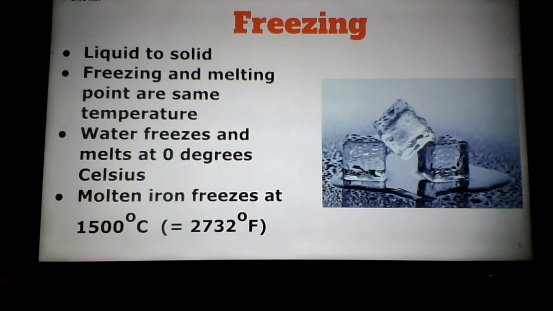1,500 times 1.8 and then add 32. That's how you change Celsius into Fahrenheit. Multiply by 1.8 and then add 32. Ready?